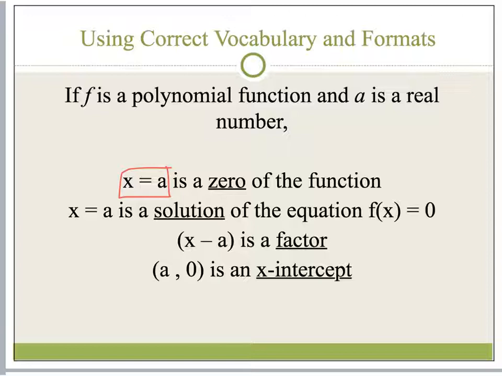If I see x equals a, that's also pretty much what I just said. It's a solution of the equation f of x equals 0, because what I did is I took the factor and set it equal to 0. So what is the factor? The factor is this next line.